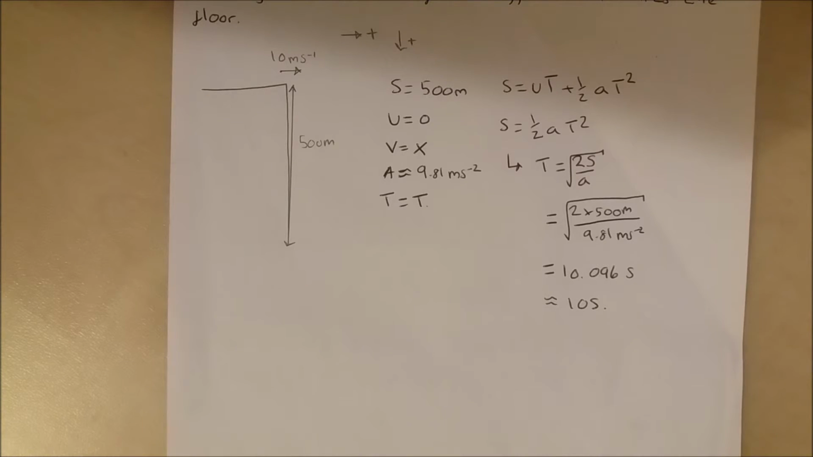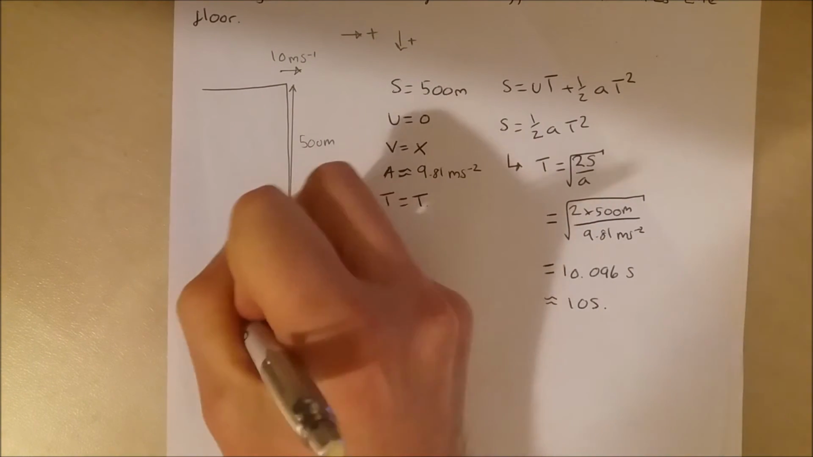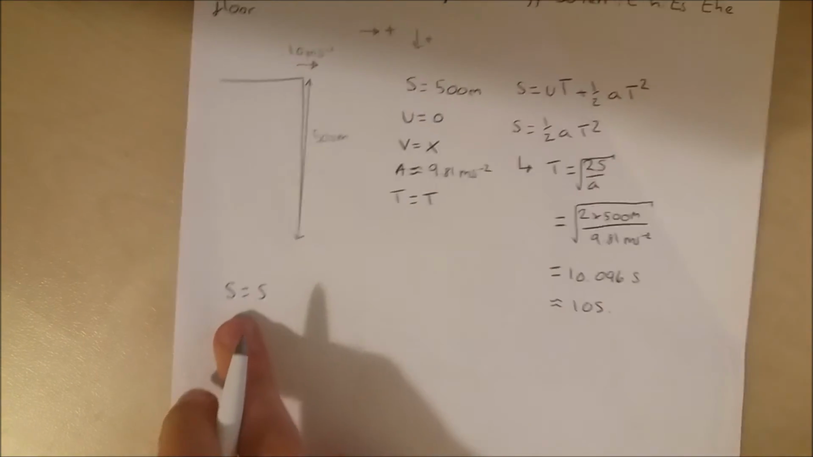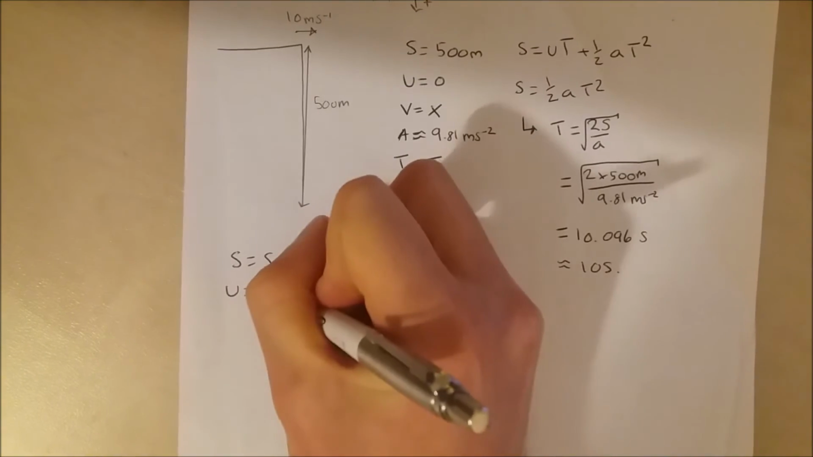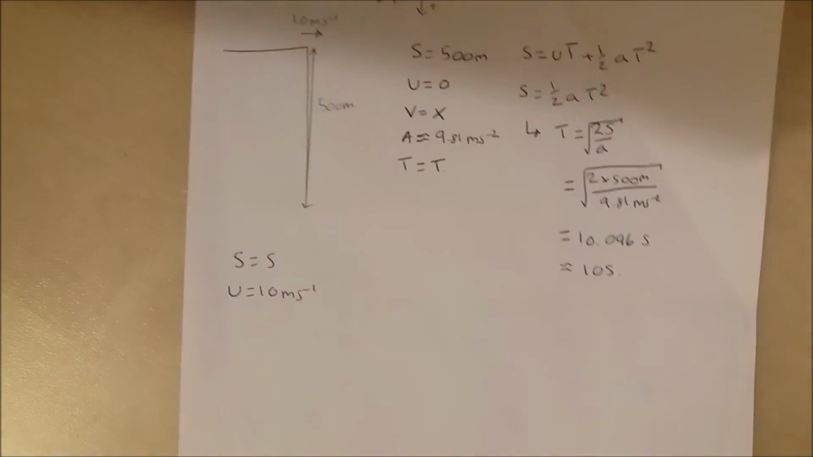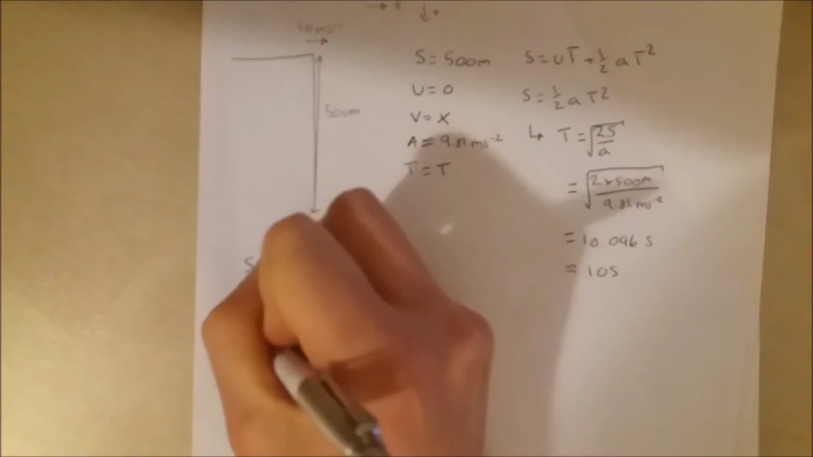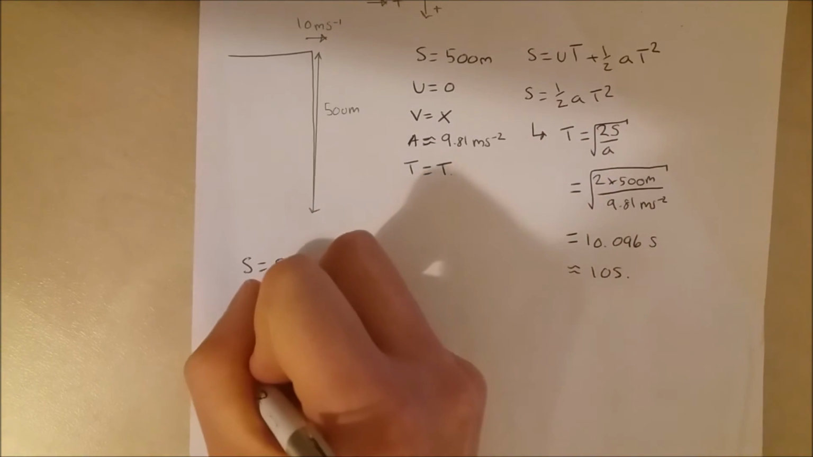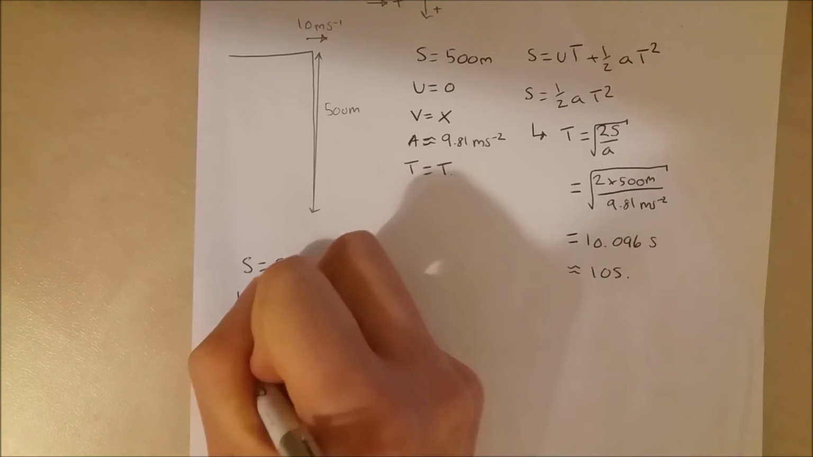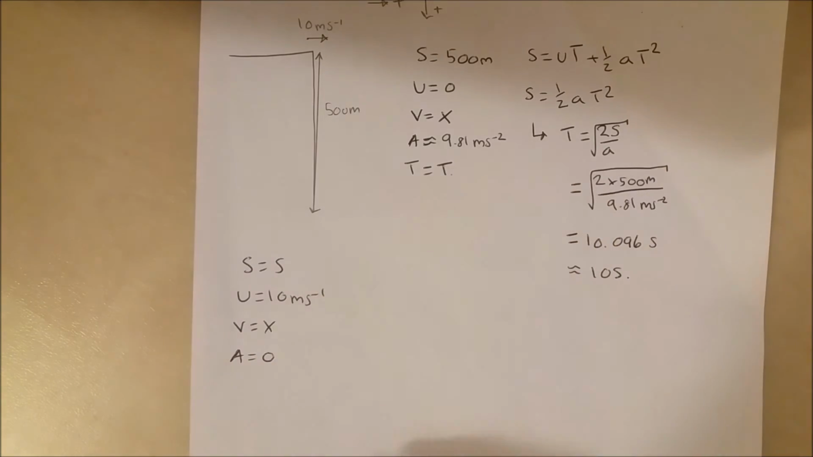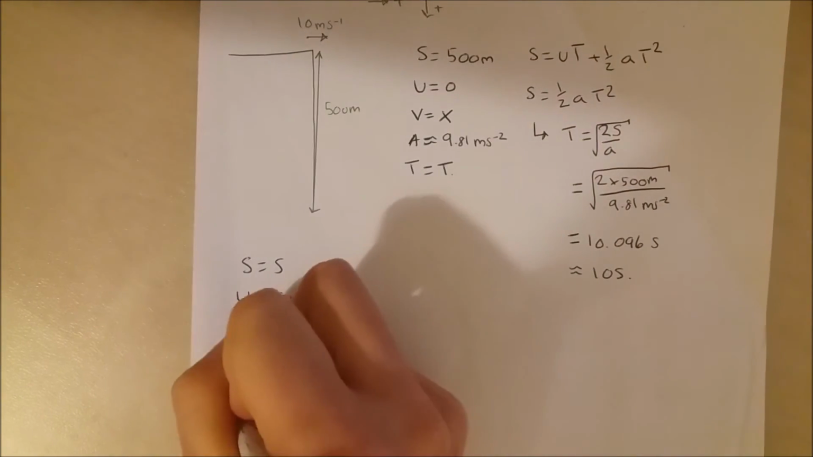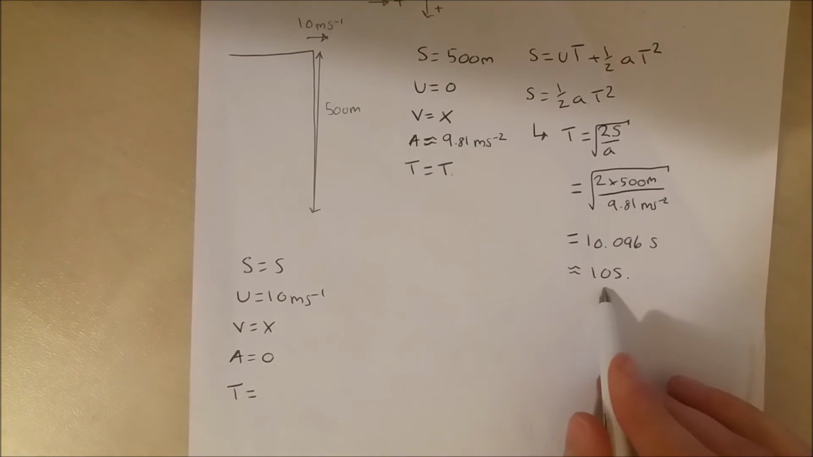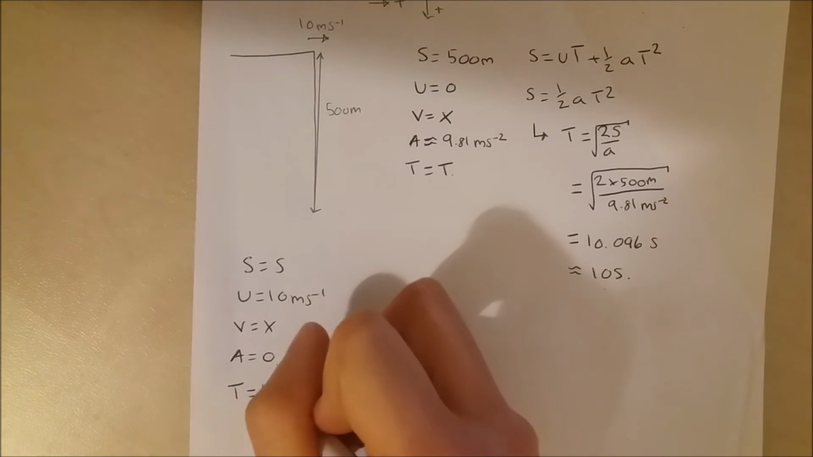Now you need to use the horizontal bits, so you know that s is what you're trying to find, so leave that as s. u is 10 meters a second, v is not mentioned again, a is 0, so assume there's no air resistance, and t we just found up here is about 10 seconds.